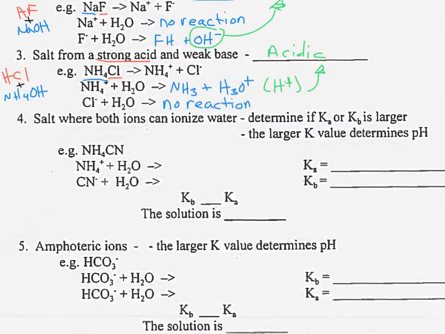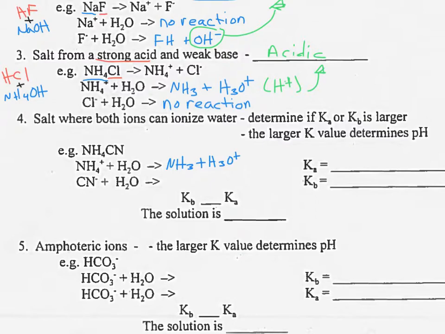In example number 4, we have a salt that, when it dissociates, turns into ions that can both ionize water. When we have ions that can both ionize water, what we have to do is look at their Ka and Kb and then figure out which one is larger, because the larger K value is going to determine our pH. So we look at NH4 plus water. We know that it's going to turn into NH3 plus hydronium.